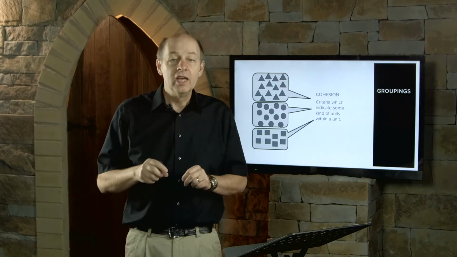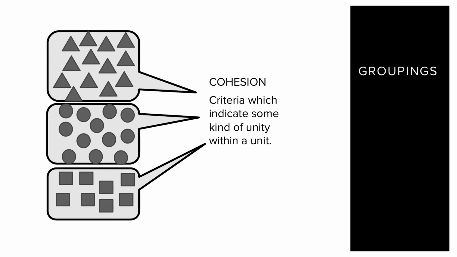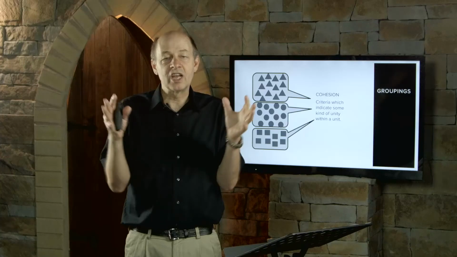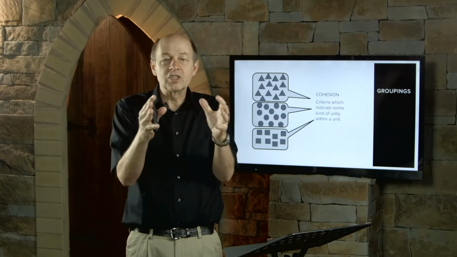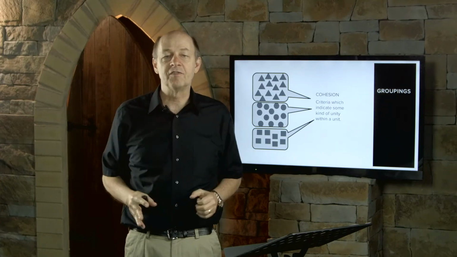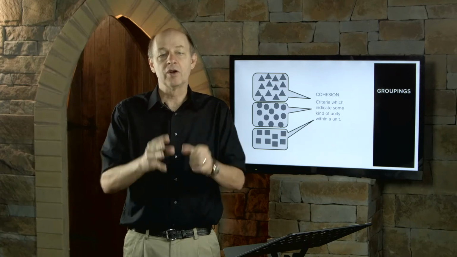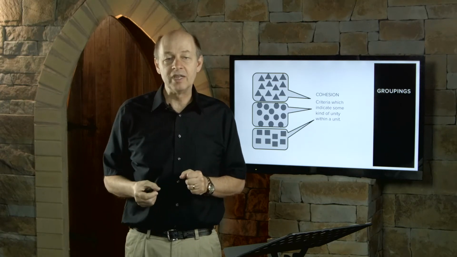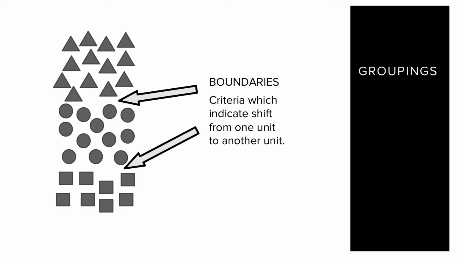Cohesion, first of all, is the criteria that indicates some kind of unity within a unit. It's the glue that connects the smaller units within. For example, a paragraph may have several sentences. Well, what is gluing those sentences together to cause them to function as a single paragraph? Boundaries indicate some kind of shift from one unit to another.